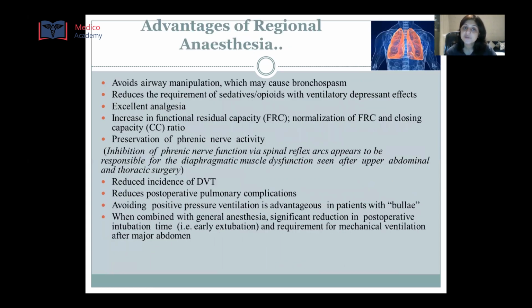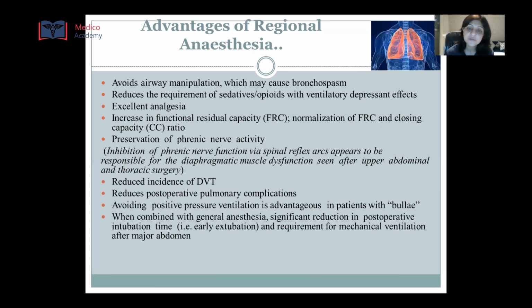So the advantages of regional anesthesia are very obvious. It avoids the airway manipulation which might cause bronchospasm. It reduces the requirement of sedatives and opioids with ventilatory depressant effects. Of course, there is excellent analgesia, an increase in FRC, normalization of the FRC and closing capacity ratio, and preservation of phrenic nerve activity.